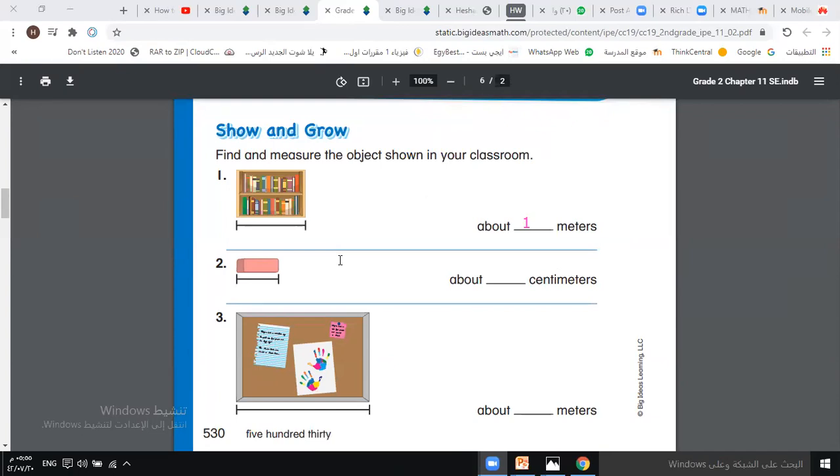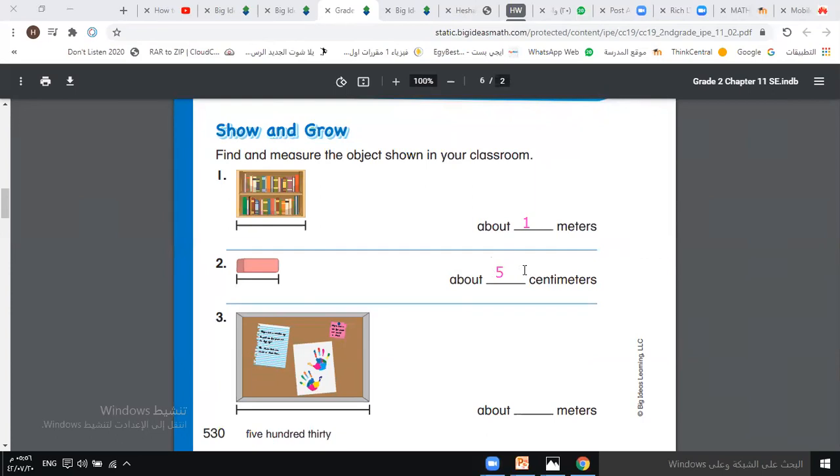So your eraser is about how many centimeters? Measure your eraser, Omar. 5 centimeters. About 5 centimeters. Okay, right here, 5. Grade 2, if anyone gets the length of his eraser and finds it's 4 centimeters, for example, write it. It's no problem. So write the length of your real eraser.